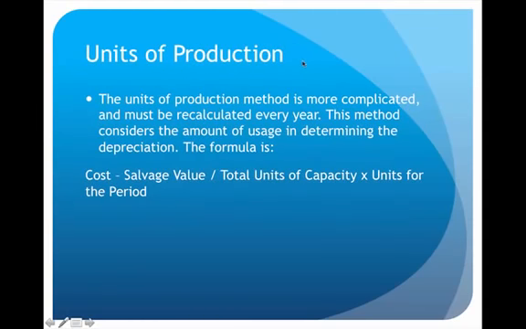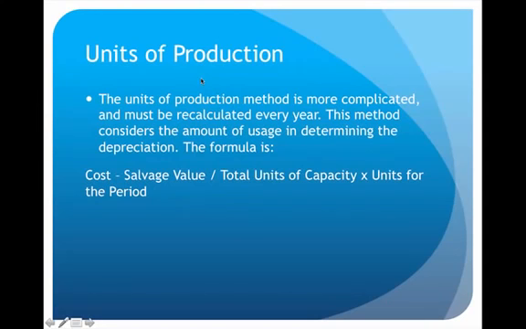Now, if we don't want to use the straight line method, we have a couple other options. We could also potentially use the units of production method. Now, we've never talked about this particular method before. This method is also fairly common, not quite as common as straight line, and it is a little bit more complicated. In this method, units of production, we actually take into consideration the usage of the equipment.